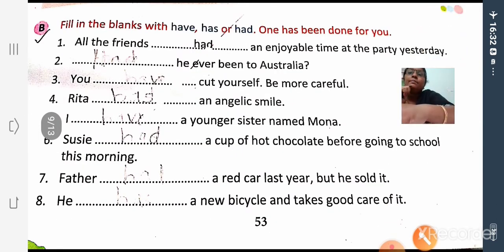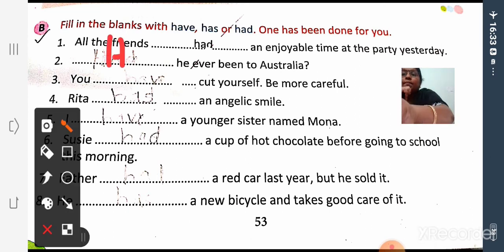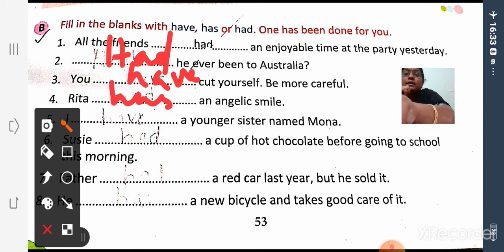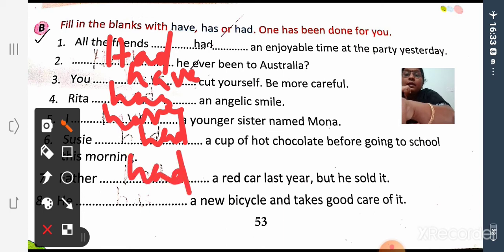Now exercise: fill in the blanks with have, has or had. One has been done for you. All the friends had an enjoyable time at the party yesterday. Yesterday is past, so we use had. Has he ever been to Australia? You have cut yourself, be more careful. Rita has an angelic smile. I have a younger sister named. Susie had a cup of hot chocolate before going to school this morning. Past tense, so had. Father had a red car last year. He has a new bicycle and takes good care of it.